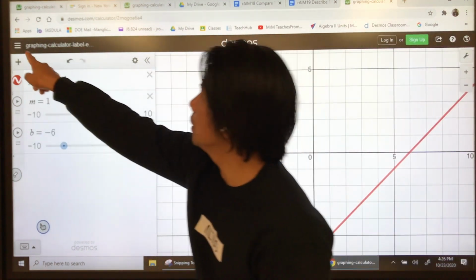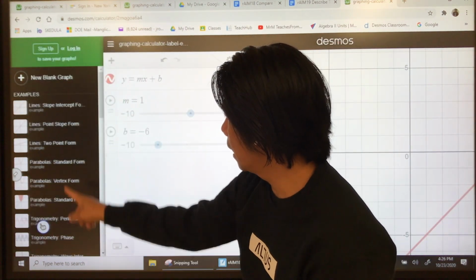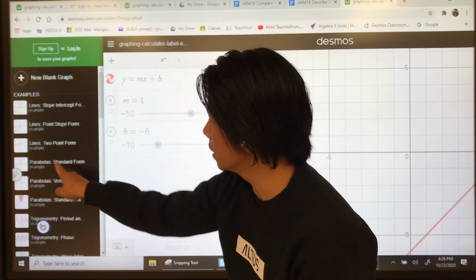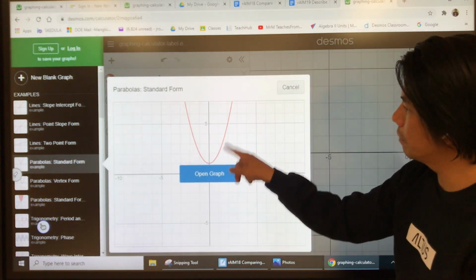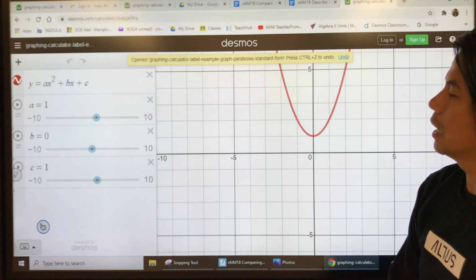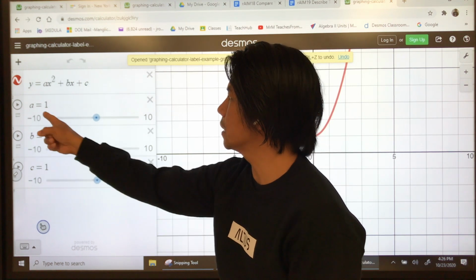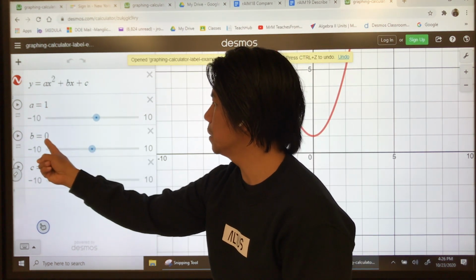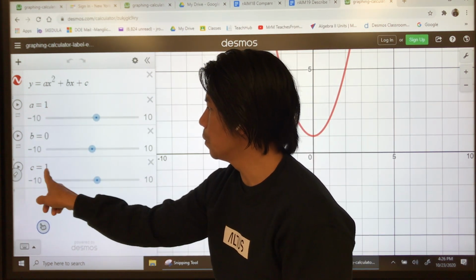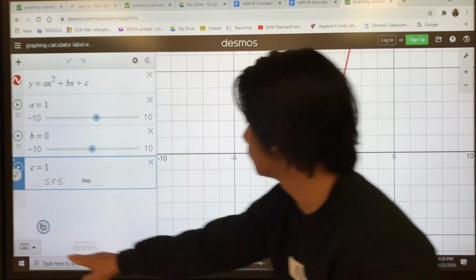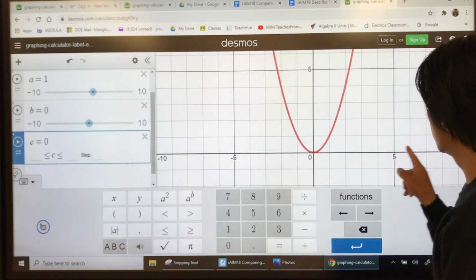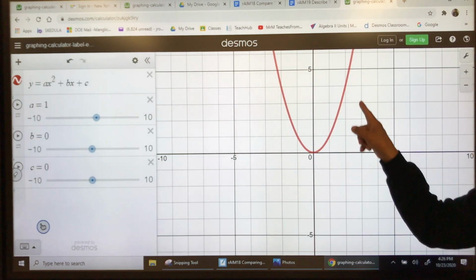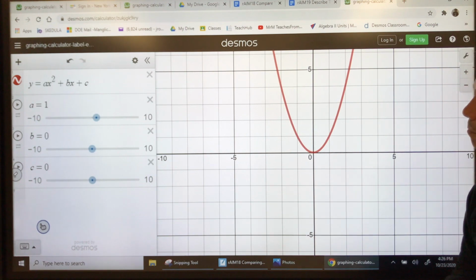So what I want you to do is to click that again and go to parabolas, standard form. Click that and you have a default. Now notice the default is a is equal to 1, b is equal to 0, c is equal to 1. We need to change this to 0 to show the parent graph. This is the parent graph. Okay? So that's how it looks like.